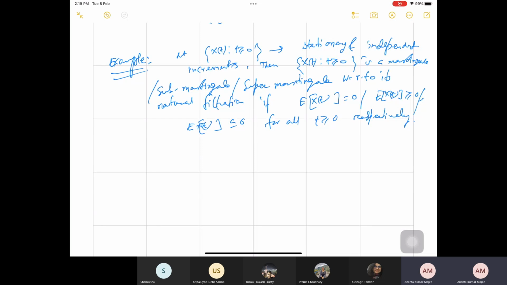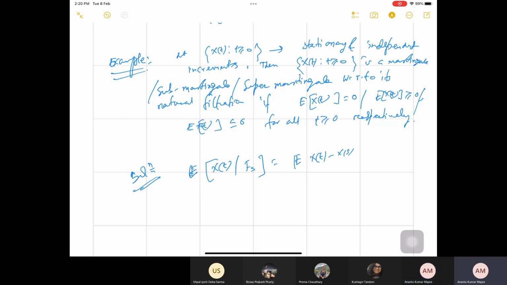So basically the proof is simple, because since I have stationary and independent increments, from there you will find out whether these things hold or not. Okay, so how to prove it? See what I have to prove. I have to show the expectation of Xt given F of s. So this part I can write as the expectation of Xt minus X of s, plus X of s, given F of s. I add and subtract.